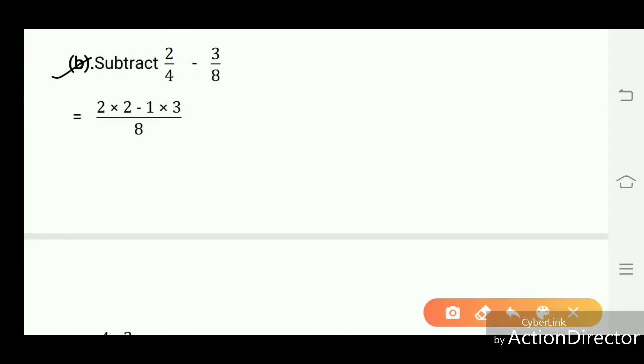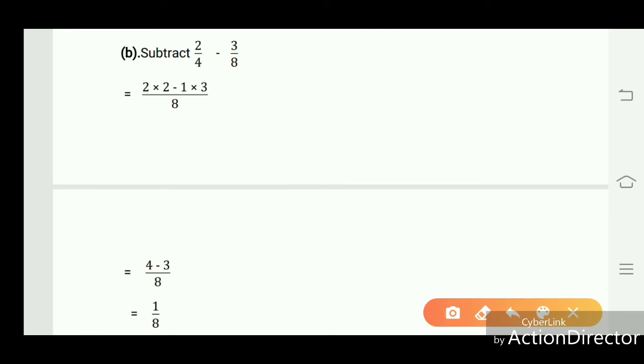Subtract 2/4 minus 3/8. We apply the LCM rule here. So we take LCM 8 here. And now the denominator 4 divides this 8 2 times, and the quotient multiplies by numerator 2. We apply the same rule in 3/8. The denominator 8 divides this LCM 1 time, and this quotient multiplies by numerator 3.